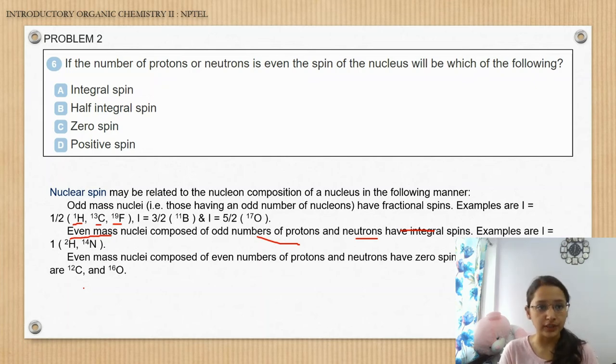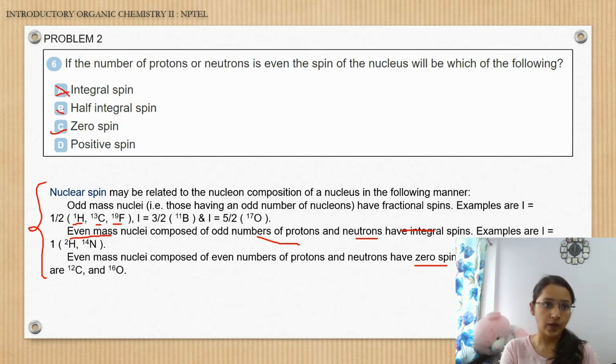Coming to the question: if the number of protons and neutrons are both even, what should the spin of the nucleus be? From these parameters, if both the mass number and the atomic number, that is both the protons and neutrons in the system, are even, then the nuclear spin of the nucleus should be zero. So the correct option is C, not A, B, or D.